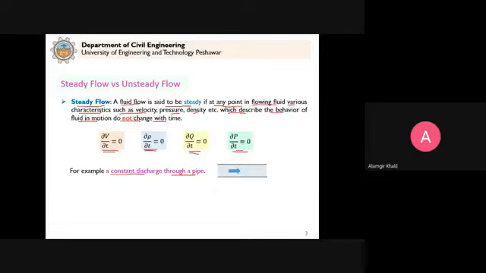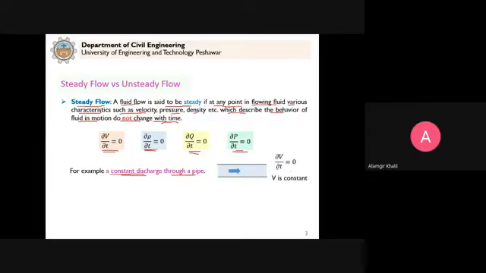So at 8 a.m. the discharge is, let's say for example, 10 cubic meter per second. And then after 1 hour, after 2 hours, it is still 10 cubic meter per second. So it means that the discharge is not changing. It is constant with respect to time, clear? So there we can classify this type as steady flow condition.